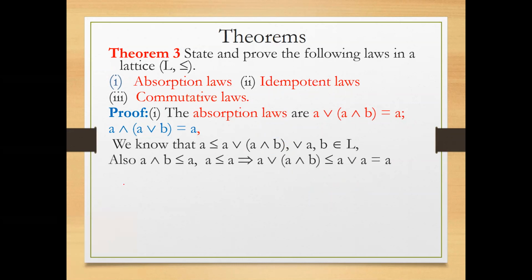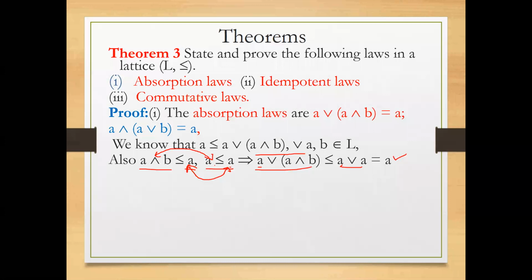Also, if we talk about A meet B, A meet B is less than or equal to A. Again from theorem 1, the greatest lower bound of the elements is less than or equal to the elements, and A is less than or equal to A always holds because of reflexivity. Now what we have to do is take the join of the two elements on this side and the join of both elements on this side, meaning take join on both sides, so you will get A join A meet B is less than or equal to A join A, and A join A is again A. Okay, the least upper bound of A and A, obviously it will be A.